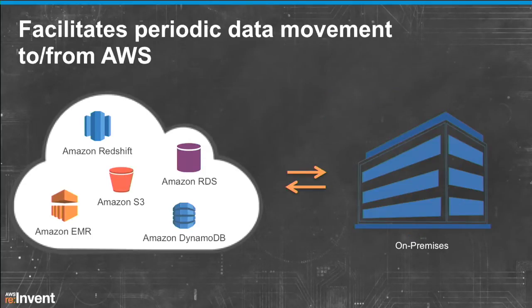So we talked earlier about how it's difficult when you have data on-premise as well as in the cloud. So another area where Data Pipeline really shines is if you have data on-premise and in the cloud, and you need to orchestrate periodic movement from on-premise onto the cloud, and from the cloud back onto on-premise. We see many of our customers using this, and this is one of the areas where Data Pipeline, again, really shines.